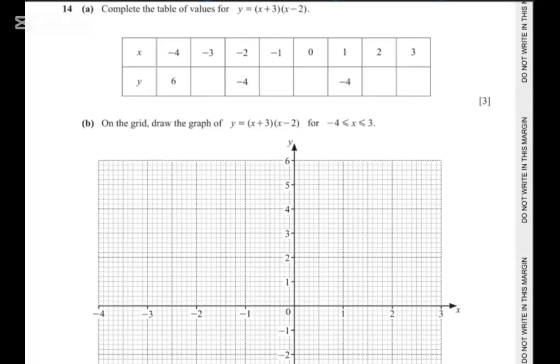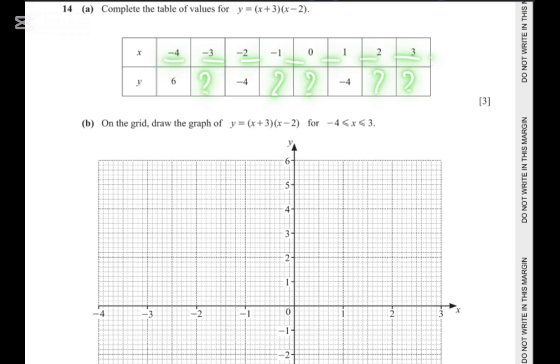Question number 14. Complete the table of values for y is equal to x plus 3 into x minus 2. This is y is equal to x plus 3 into x minus 2. You have to complete this table taking the x values which are not given. We'll find out for that.